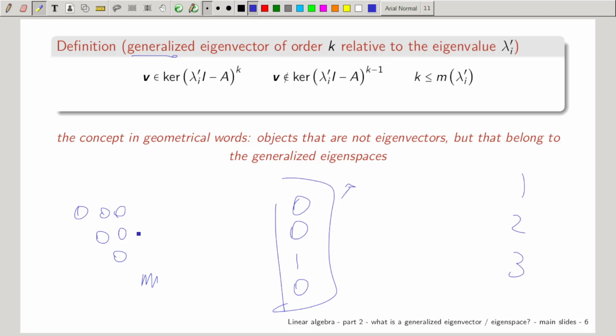So, how would you call it, people? Somebody wants to call it? Unit vector. Why would you call it unit vector? I would call it generalized eigenvector of order 3 relative to the eigenvalue 3. Because for this one, I need this power, 3, to get this one. True? Are we together on this? And this one was not in the kernel of the previous one.